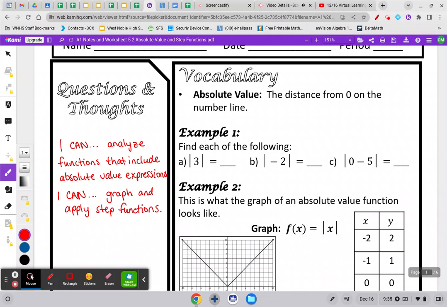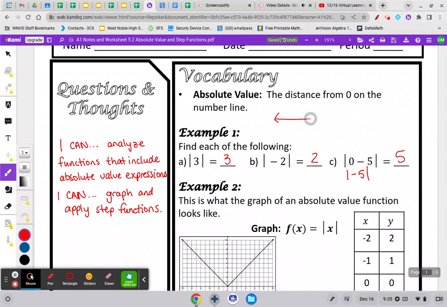So our vocab here, we have absolute value. This is the distance from zero on the number line. We talked about that yesterday. These quick little examples here should be pretty easy. Find each of the following. The absolute value of positive 3 is 3. The absolute value of negative 2 is positive 2. And this absolute value, remember, you want to solve first, so negative 5, and then do the absolute value.